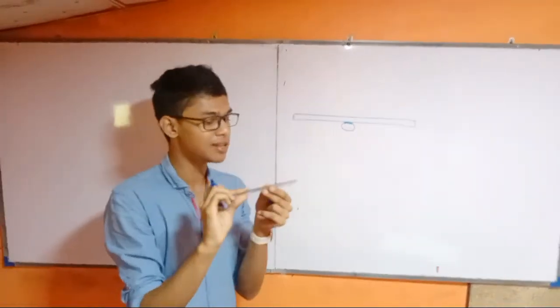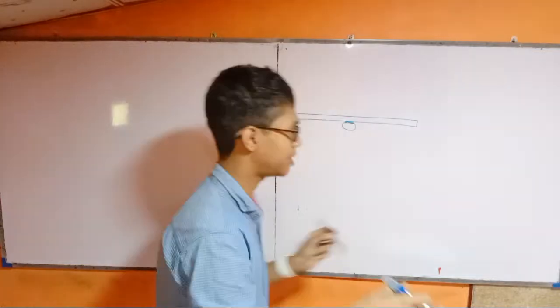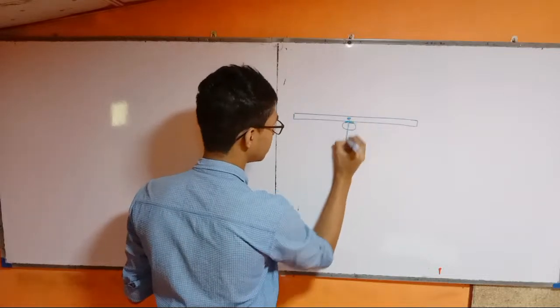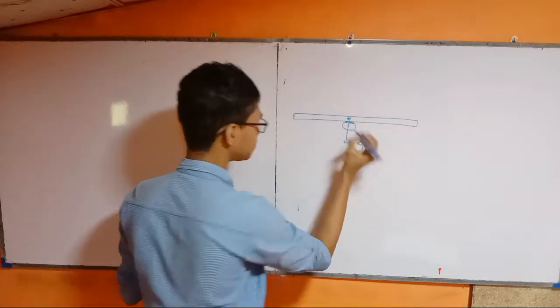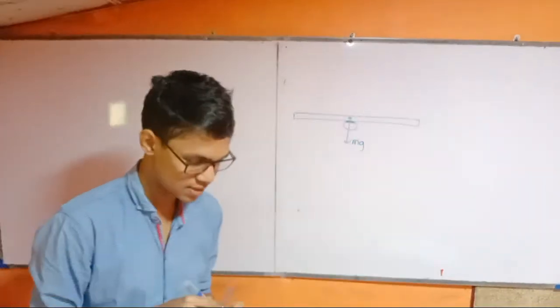Take a ruler and balance it. If it's 15 centimeters, you will find the balance point at 7.5 centimeters. So the center of gravity is here, with mg downwards. That's all the forces.